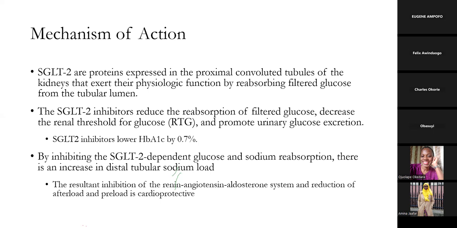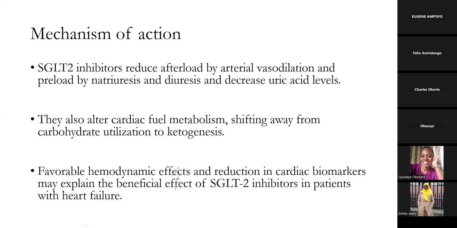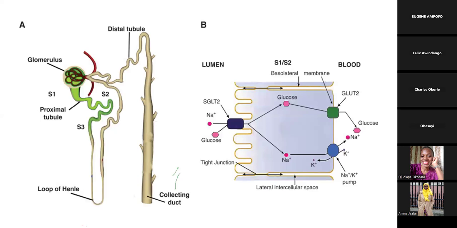The SGLT2s are in the proximal convoluted tubules of the kidneys, and that is where they contribute to absorbing filtered glucose. The first segment, SGLT2, actually absorbs about 90% of glucose, and SGLT1 absorbs about 10%, in the lower segments. So about 90% of filtered glucose is absorbed in the proximal tubule, and that is by SGLT2. So the mode of function of the inhibitors is to inhibit SGLT2.